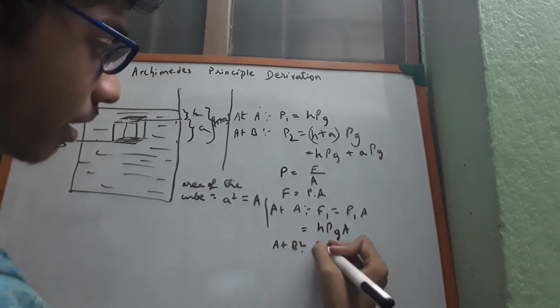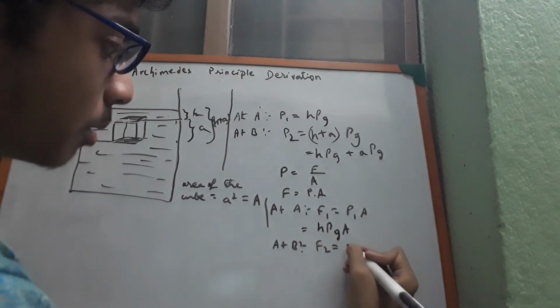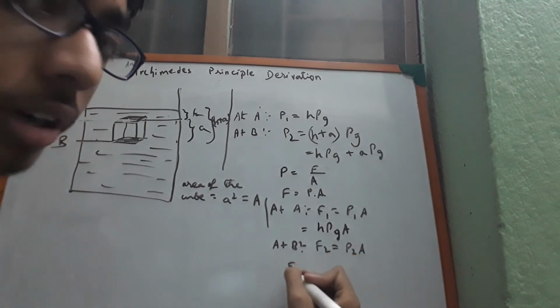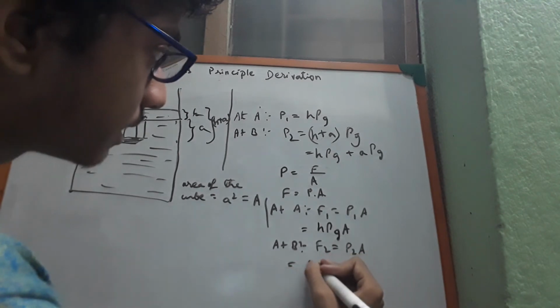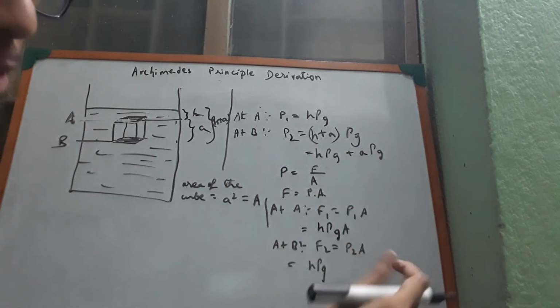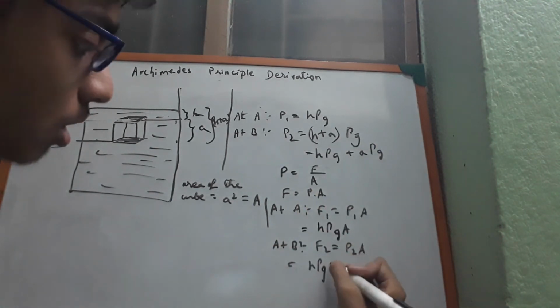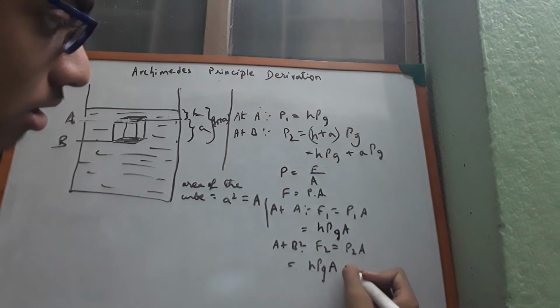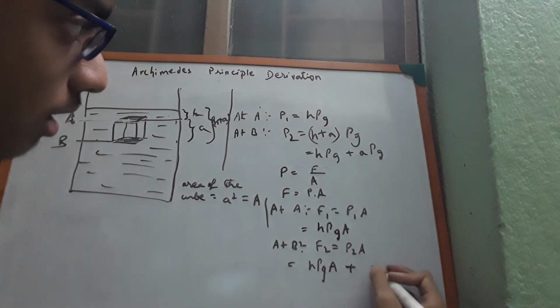At B, F2 will be P2 times A, where A remains the same, I already told you. So that's h rho g. The A will multiply with both these terms, right? Because A is being multiplied with P2. So h rho g A plus A rho g A.